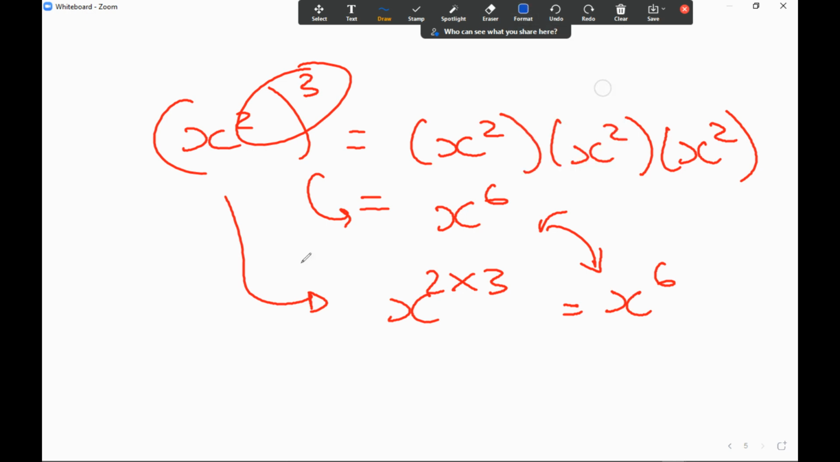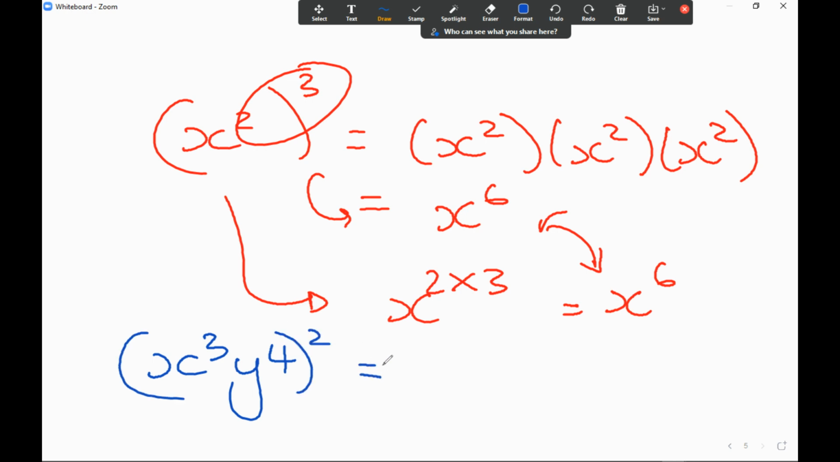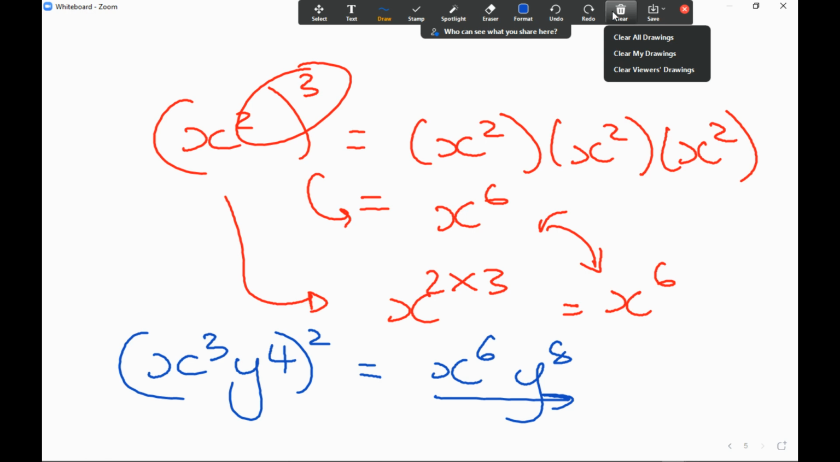Okay. Using that same idea, if I've got x to the power 3, but now y to the power 4, and this time it's squared, in this case I have to simply multiply it in, and 2 times 3 is going to get me 6, and 2 times 4 will get me 8. Okay, that's going to be x to the power 6, y to the power 8.